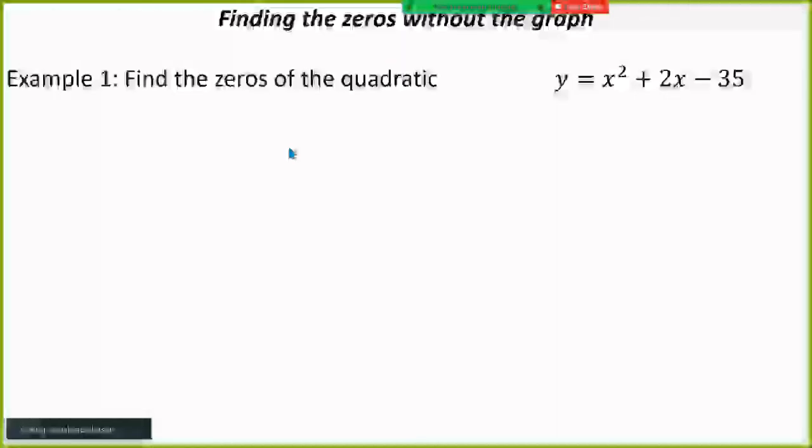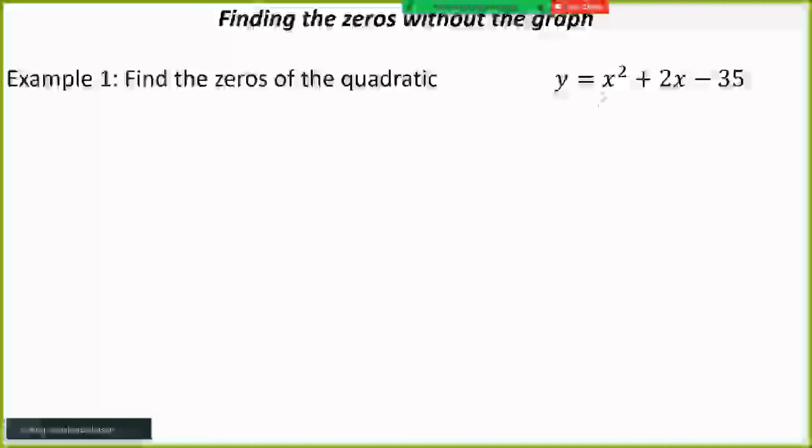Finding zeros without the graph. Now, that's our mini goal for this lesson. Besides all the definitions and graphing we did, it is to be able to find zeros without the picture, without the graph. Now, there's nothing wrong with using the picture, but we just want to be able to do both. I want to be able to identify them from a graph and from just the equation.